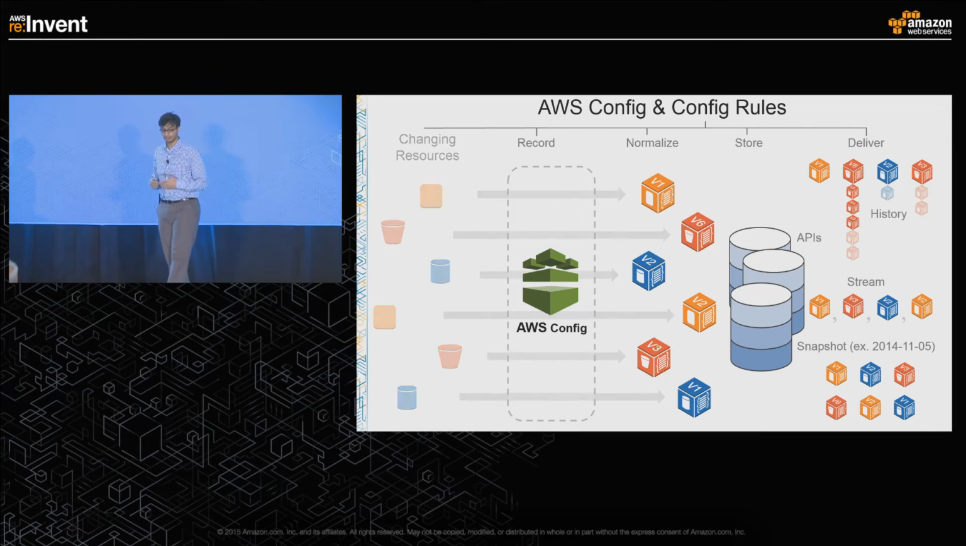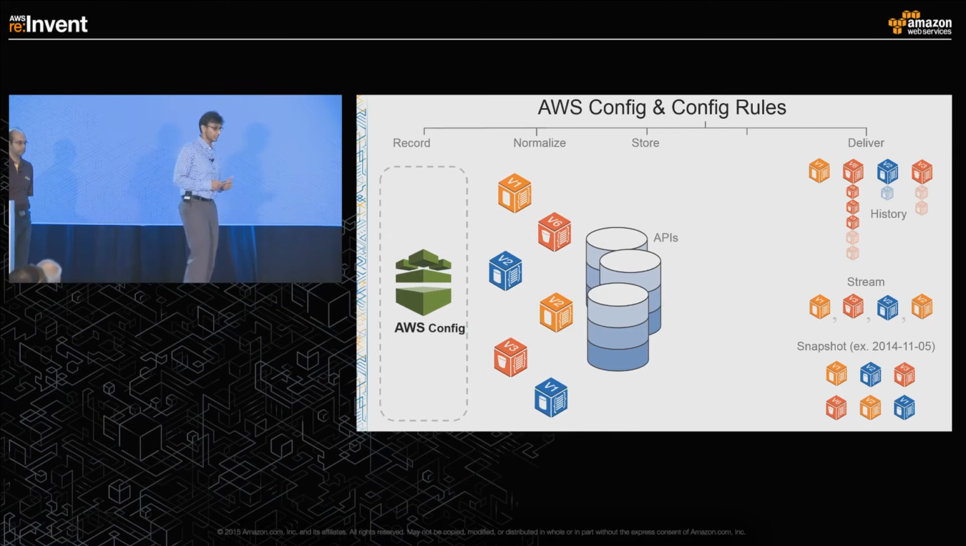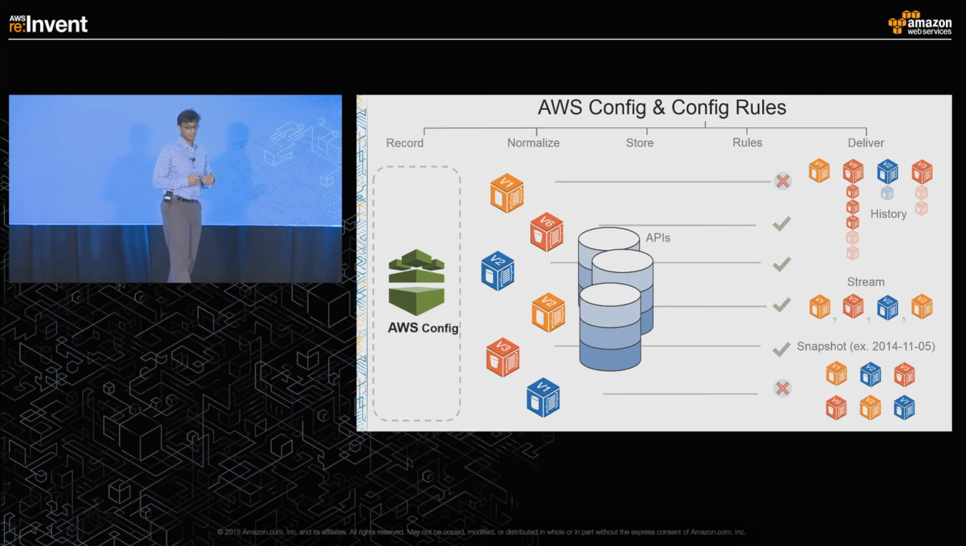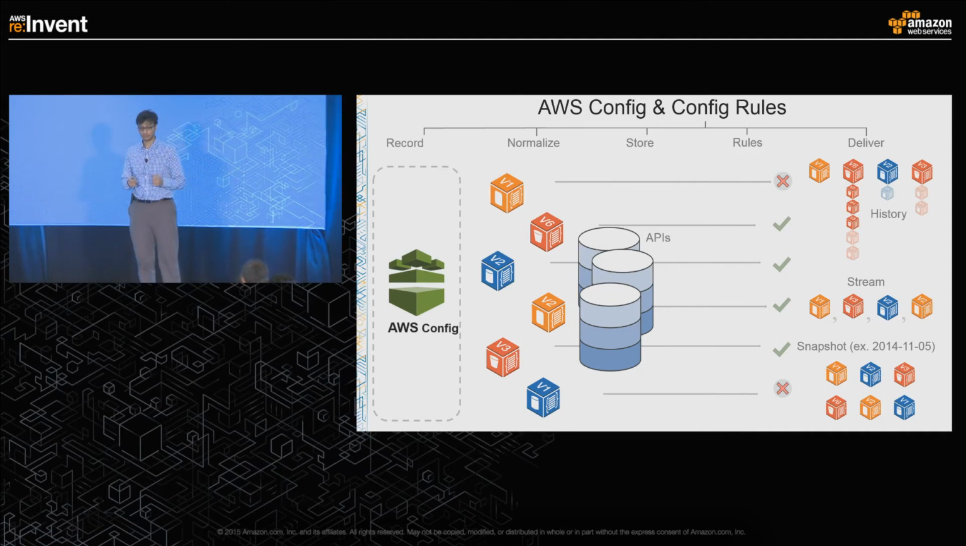That's Config. With Config rules, we're adding a 5th step in this process. Not only records, normalizes, stores, and delivers, it also checks rules. Checks against rules that you've defined to see whether the configurations that are recorded are compliant with what you've defined as your own practices.